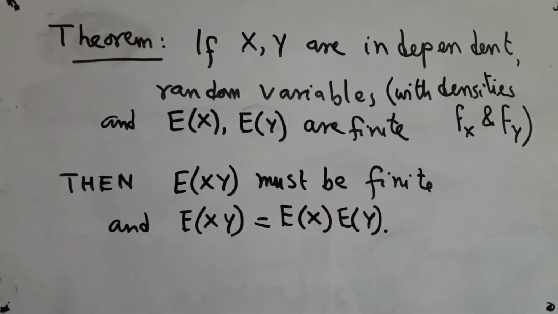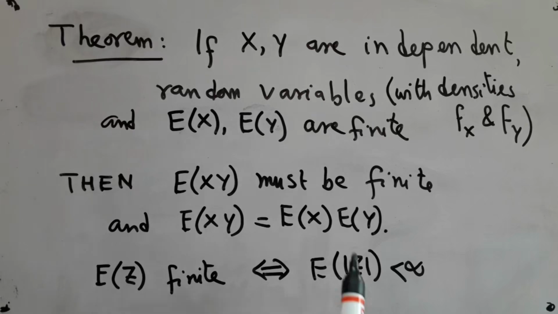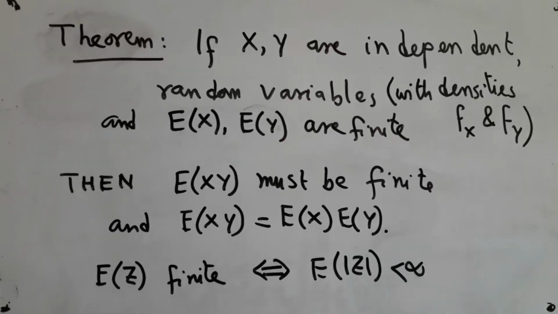In order to prove this result, we shall need one little fact from last semester, that for any random variable Z, expected value of Z is finite if and only if expected value of absolute Z is finite. The advantage of using this condition is that this being a non-negative random variable, this expectation must exist, though may be infinite. But this expectation is more troublesome. It could be infinite, finite, and also may not exist. So that is why it is easier to work with this condition.